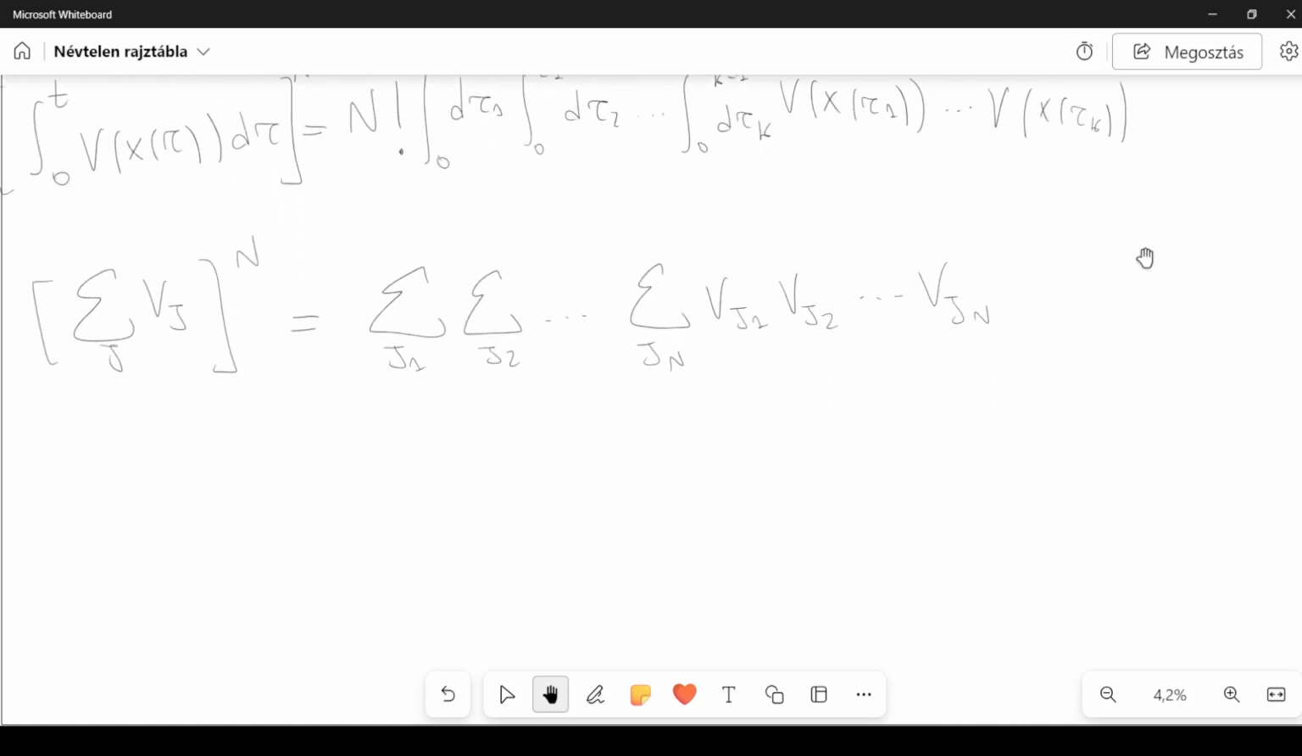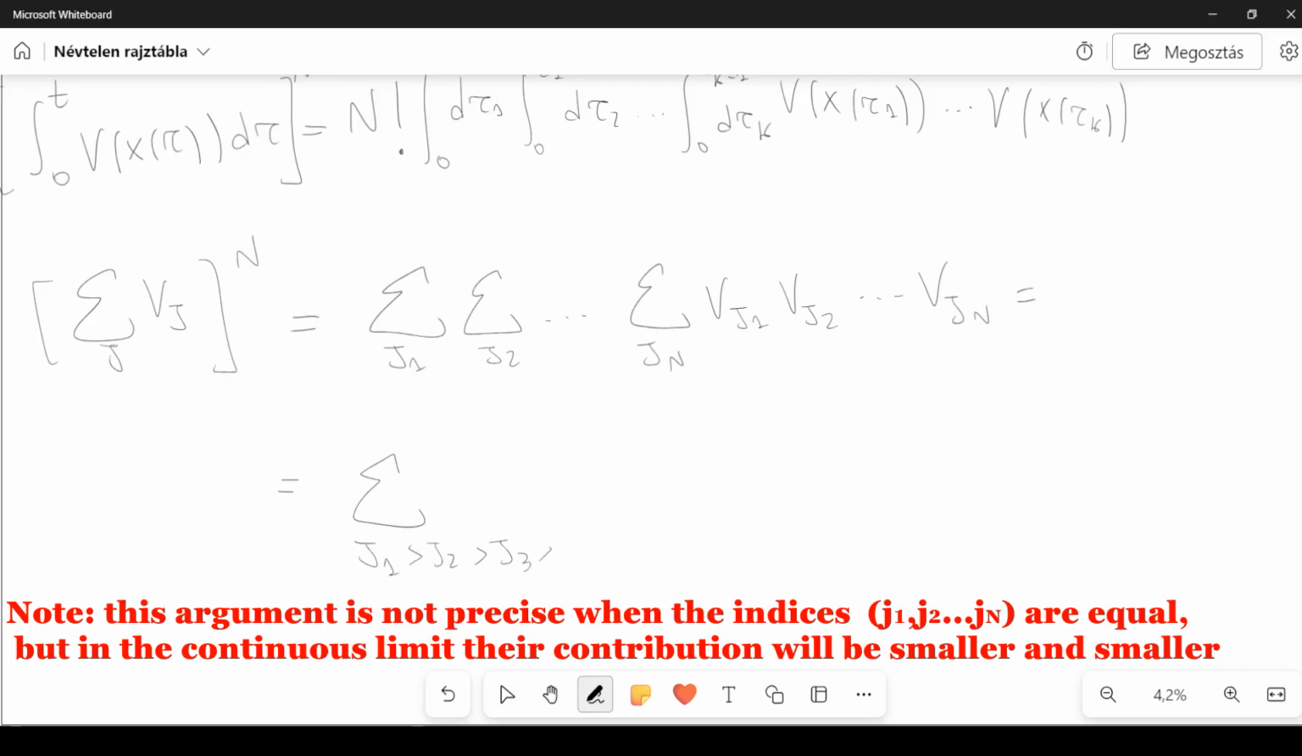But now, due to the symmetry of our problem, it's quite easy to understand that we can sum, and now I'm just writing one summation symbol for simplicity, over the following possibilities. So let's assume that j1 is greater than j2, which is greater than j3, which is greater than dot dot dot, which is greater than jn.